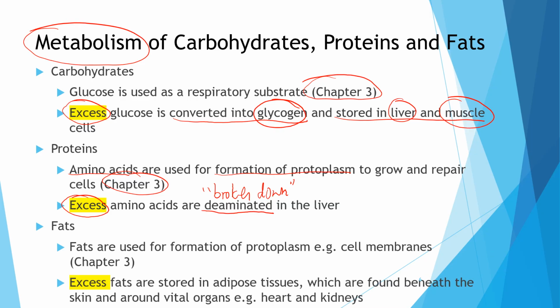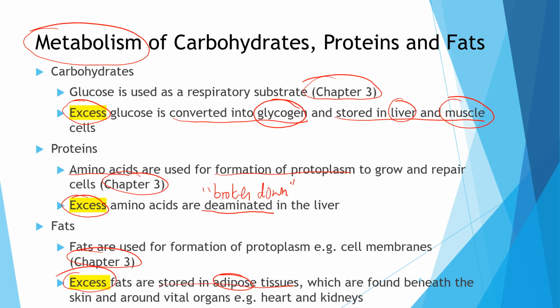For fats, what are they used for? Again, you can see the functions of fats in chapter 3. The excess fats are actually stored in adipose tissue. When you see the word adipose, it means fats. And these tissues are found all over our body, mainly under the skin, around our vital organs, and so forth. So our body will store the excess fats.